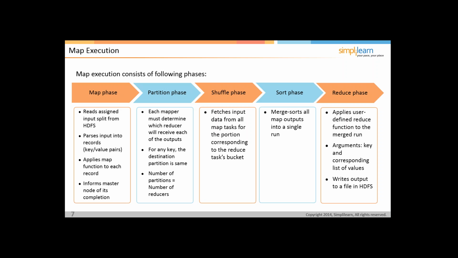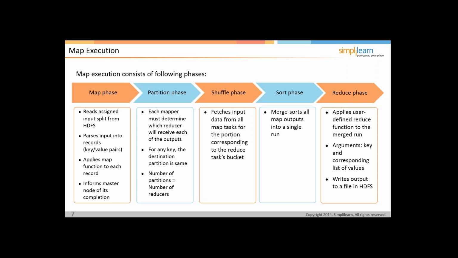In the map phase, the job reads the assigned input splits from HDFS, and based on that reading operation, it parses the input data into several records, as key-value pairs. Once the input data has been processed into key-value pairs, the map function is applied to each and every record, and at the same time the task informs the master node about its completion status.